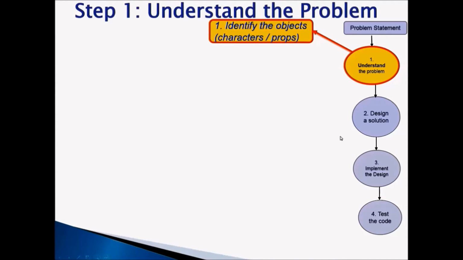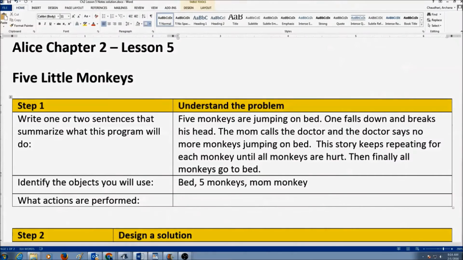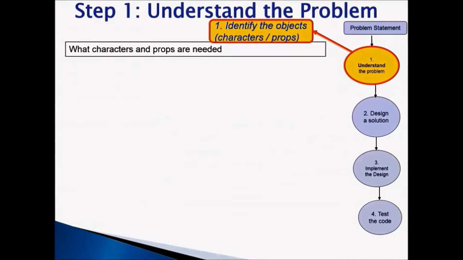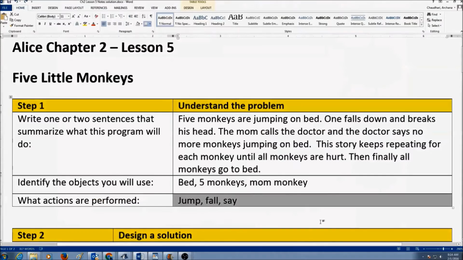Now the next thing you want to do is identify the objects, the characters, props. What characters and props are needed? Identify the objects you will use. I have written bed, 5 monkeys, a mom monkey. Next, identify the actions. What are they going to do? There's say, there's jump, there's fall down, etc. So now go to your notes and write the actions. Identify what actions are performed. I have written jump, fall, say.